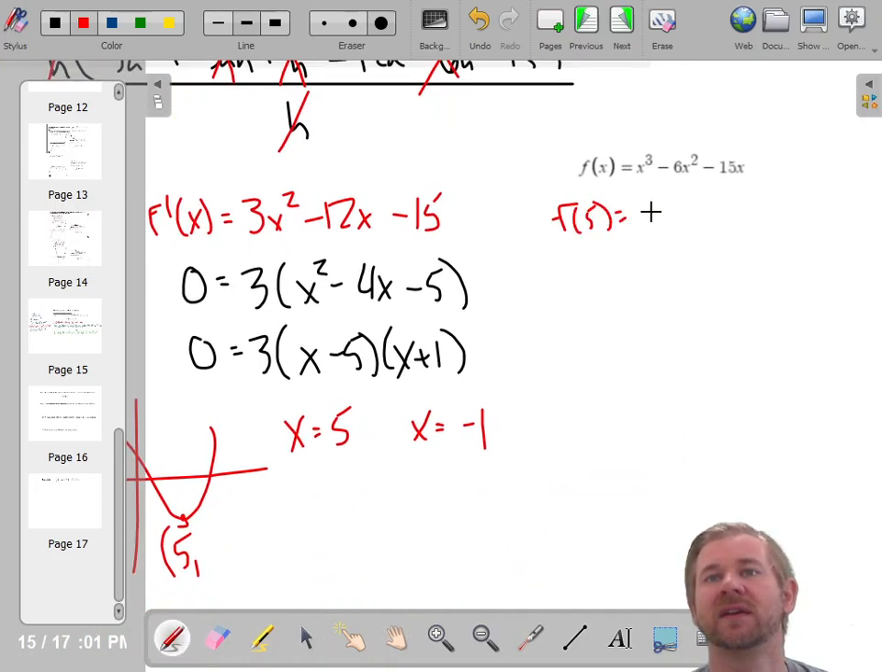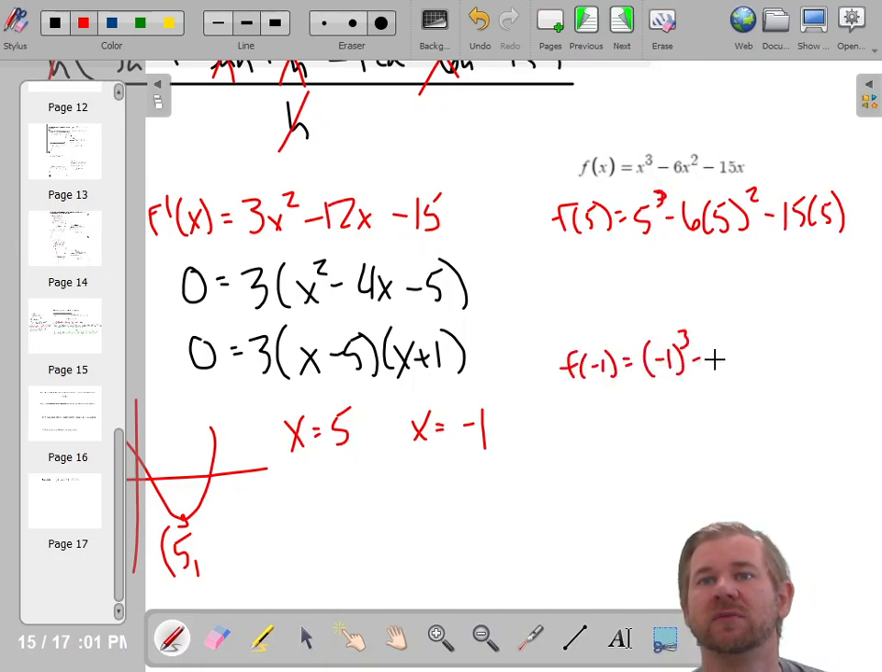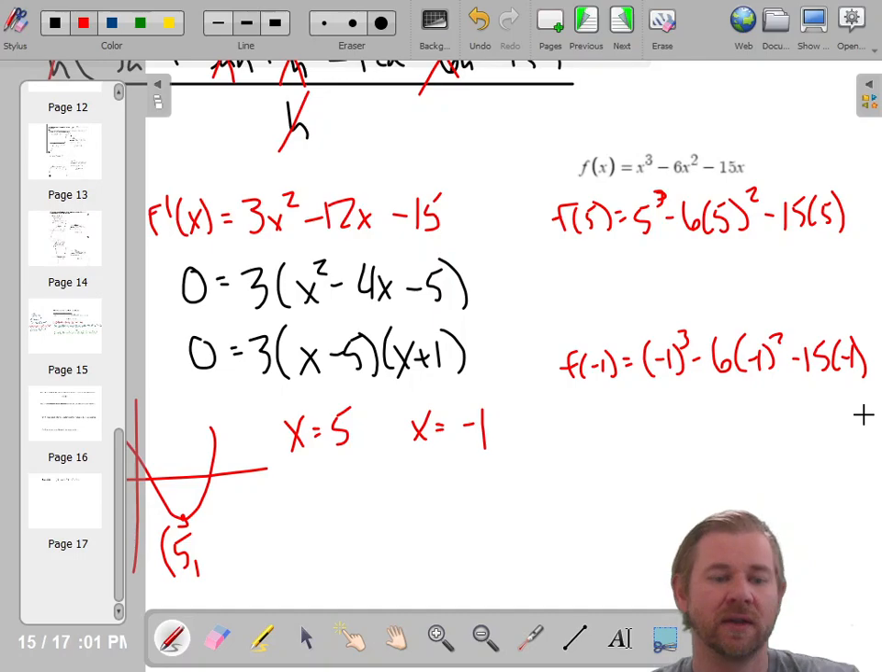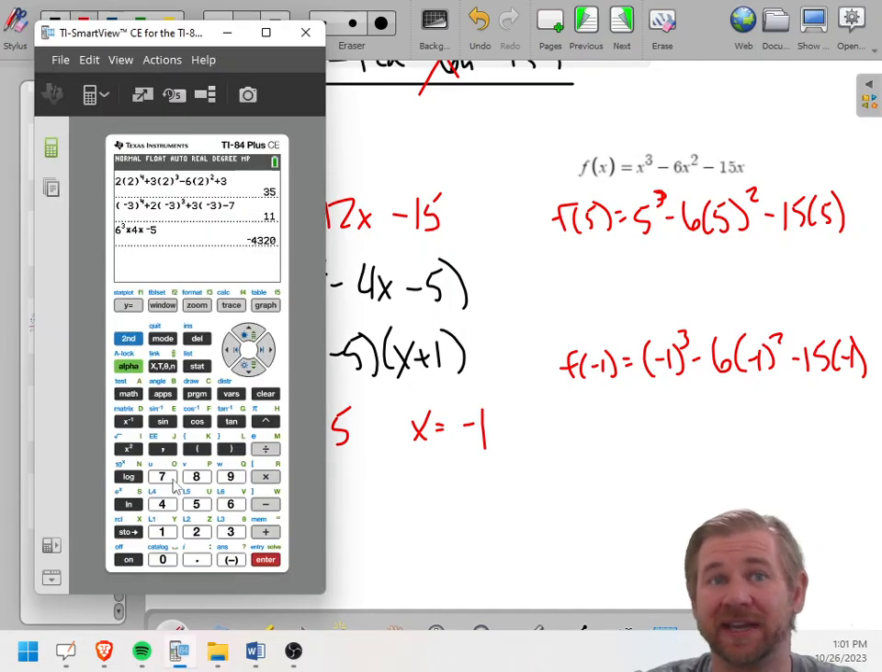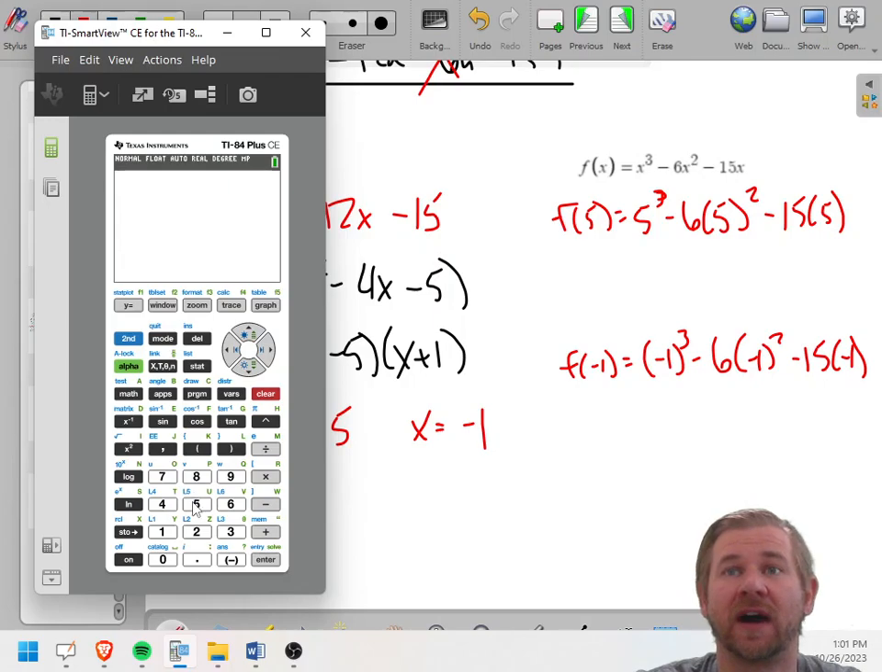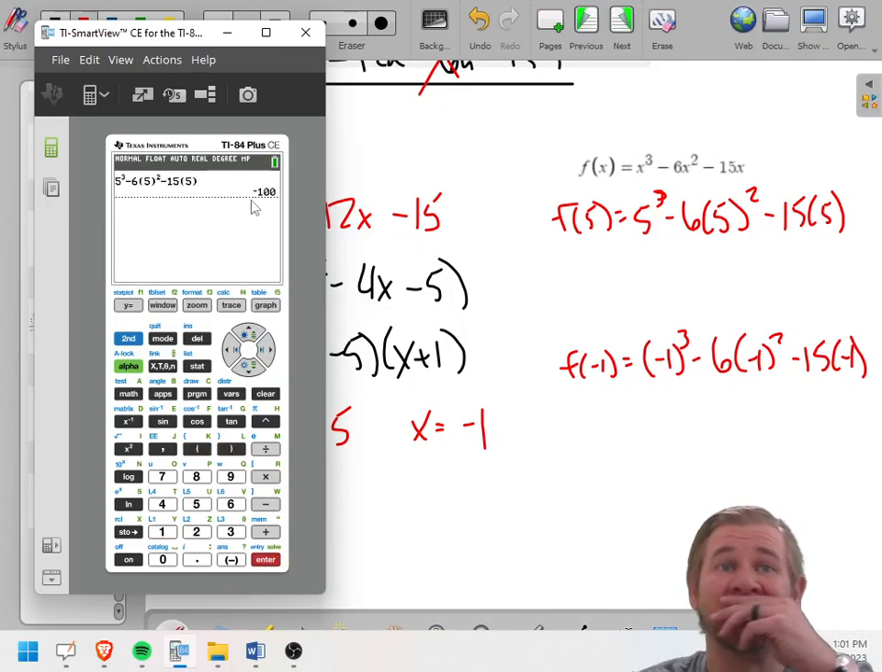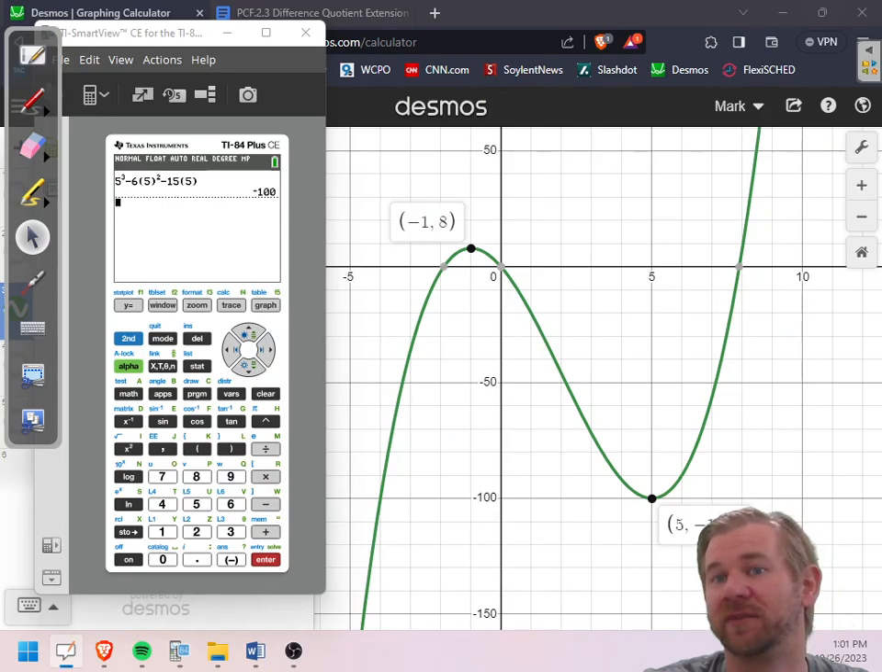f of 5 is 5 cubed minus 6 times 5 squared minus 15 times 5. And I'll do f of negative 1. Negative 1 cubed minus 6 times negative 1 squared minus 15 times negative 1. Now, you can use your calculator for this. I think I know what the answer should be. 5 cubed minus 6 times 5 squared minus 15 times 5. When I plug in 5, I get negative 100.